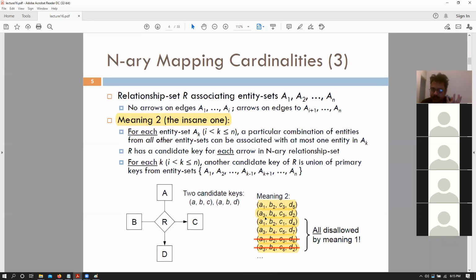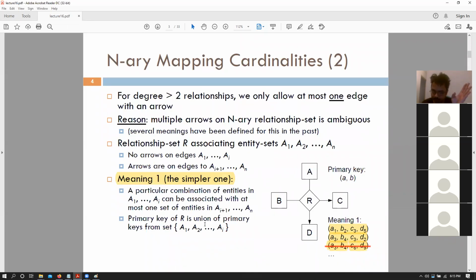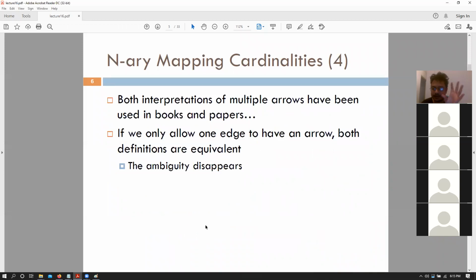At the end of the day, if we look at these two representations or these two meanings, we can say that as long as we follow this one rule that these set of relationships can only have one arrow, both of these meanings end up meaning the same thing. So that is why, as a standard, we will say that we only allow one edge to have an arrow. And then basically that particular ambiguity disappears. So keep that in mind when you are designing your ER diagrams.